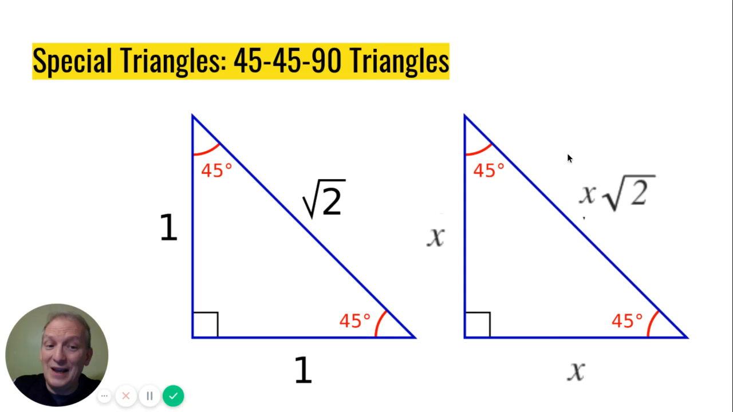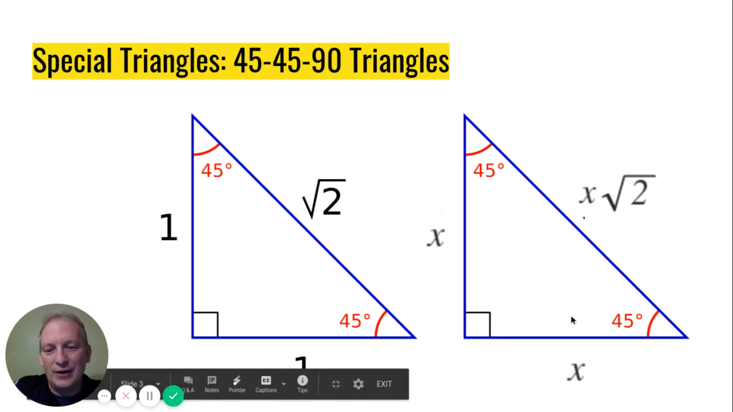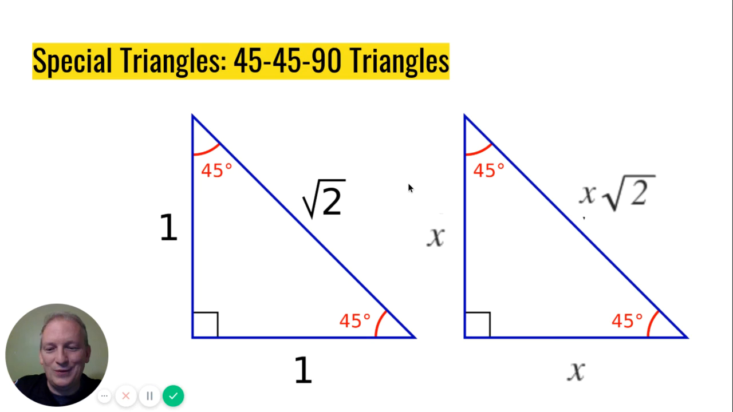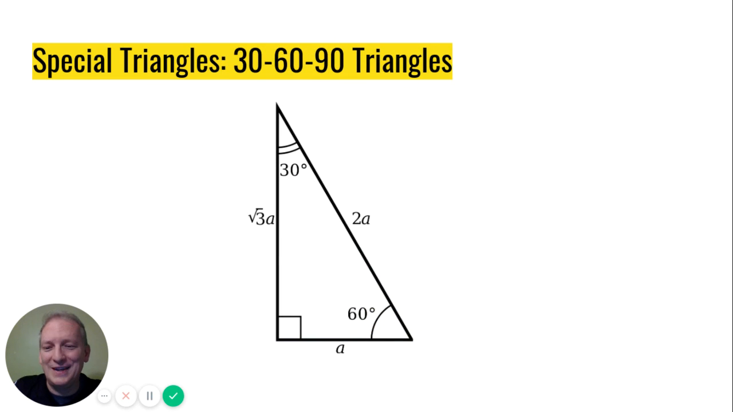Now, if they tell you that this side is 20, then you actually have to divide that by the square root of 2 to get the other side. So it's 20 over radical 2, and this would be 20 over radical 2. But I don't think MathXL does that to you on any of the problems. If it does, contact me and we'll figure out how to do it together.